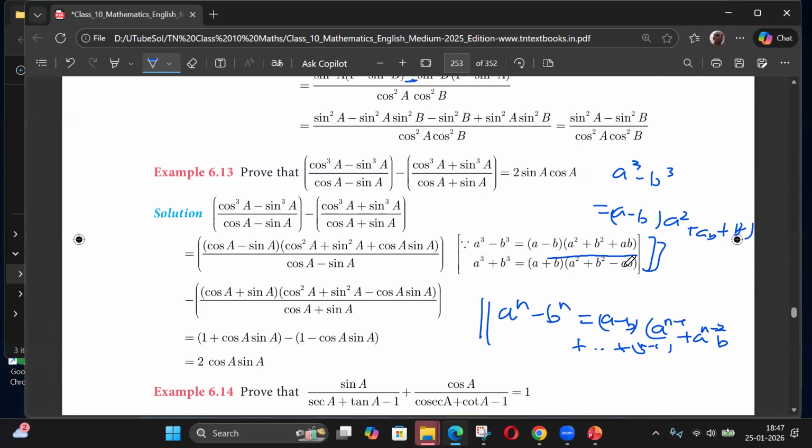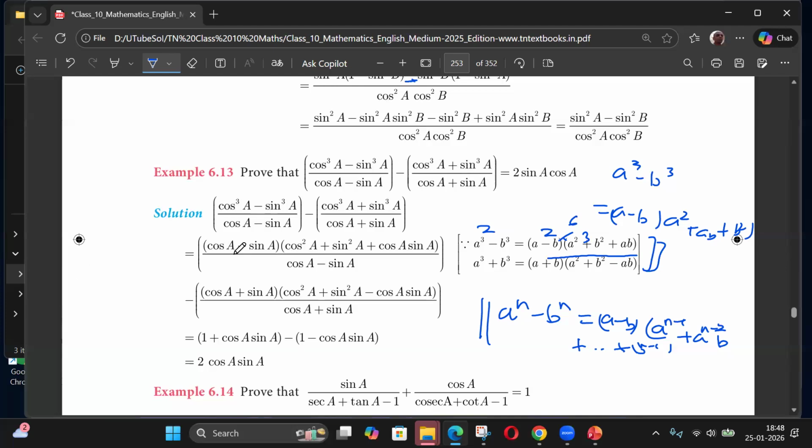Okay. This can be checked by expanding. Just expand, you'll get a cube minus b cube, and this will get minus b cube. And the other terms will cancel. A with this a square will give me a cube, and b with this b square will give me b cube. The remaining terms will cancel. Total number of terms is 2 into 3, 6 terms. But only two survive. The remaining 4 will cancel.